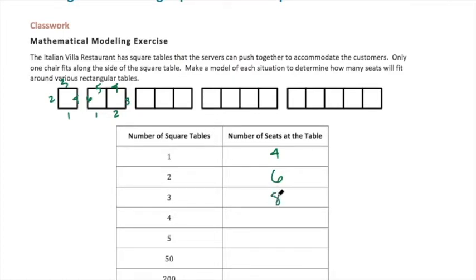So you look at the 3, there's 3 up top, 3 on the bottom, that's 6, and 2 on the ends. That's 8, 10, 12, ooh, 50. How can we think about this? This is going to be a little bit more tricky.